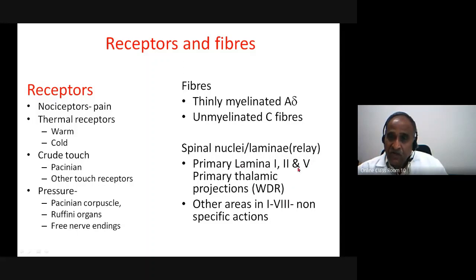So especially laminae 1, 2, and 5 are primary thalamic relays for pain sensations. These are called wide dynamic range receptors or relays. Other areas, because we have the spinal nuclei, so that is not only for this, other areas also include all the gray matter present in layers 1 to 8 of the spinal cord. These are non-specific actions. 1, 2, 3, 4, and 5 are specific thalamic projections or reticular projections.